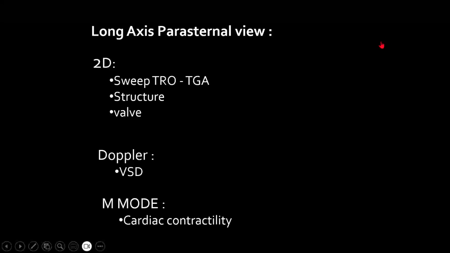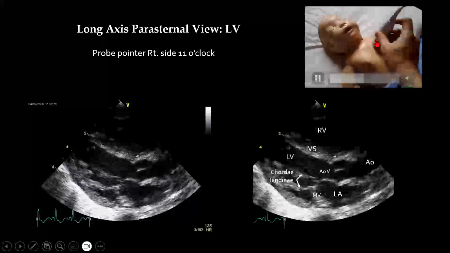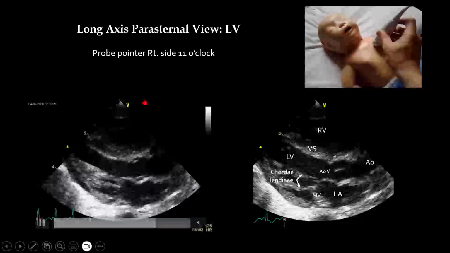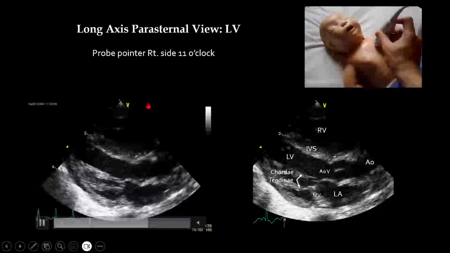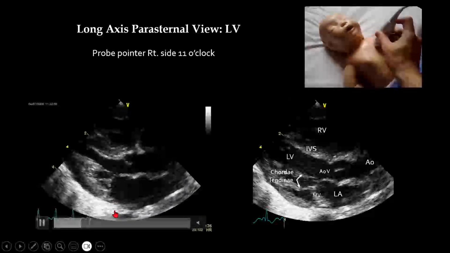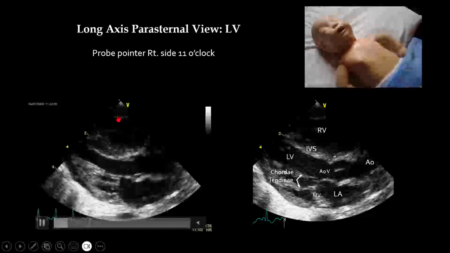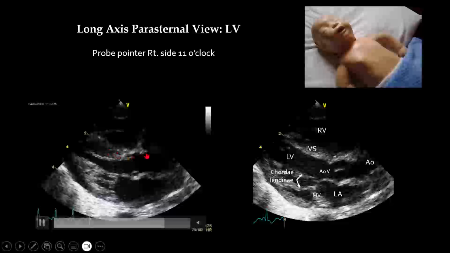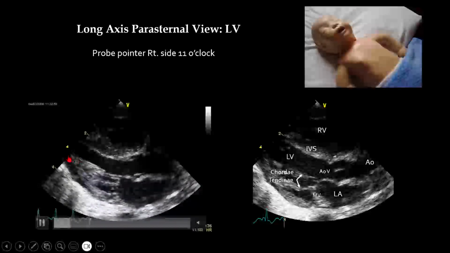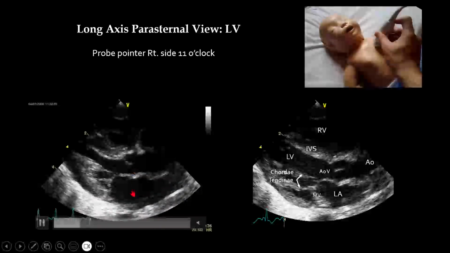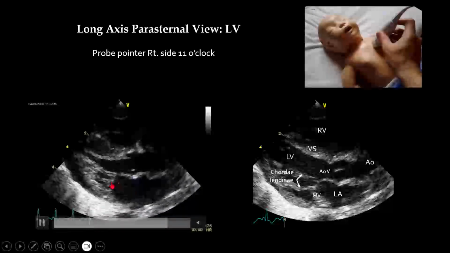So now you see, we keep the probe at the nipple line where the probe orientation marker is pointing at the right shoulder, or what we call the 11 o'clock position. Here you see the probe orientation marker is up here, and it has cut the heart longitudinally from anterior to posterior. This is your RV wall, interior wall, RV cavity, interventricular septum, LV cavity, posterior wall of LV, aorta, aortic valve, LA, left atrium, and mitral valve.